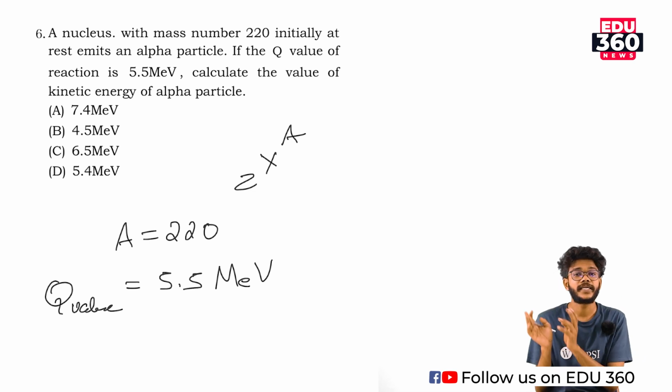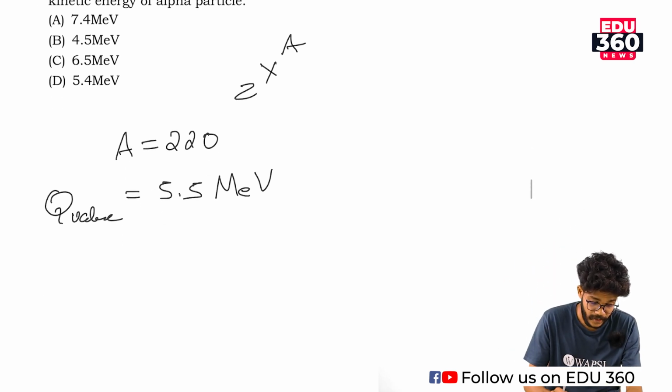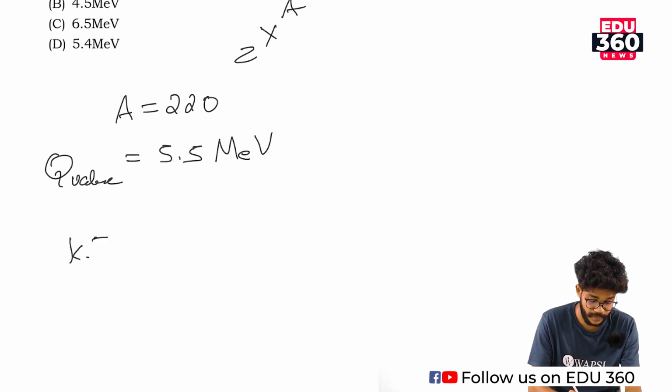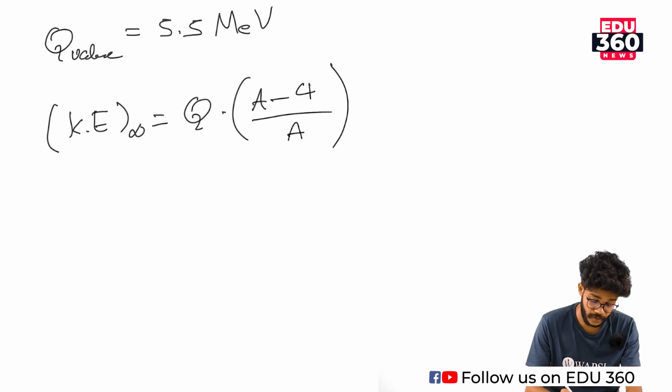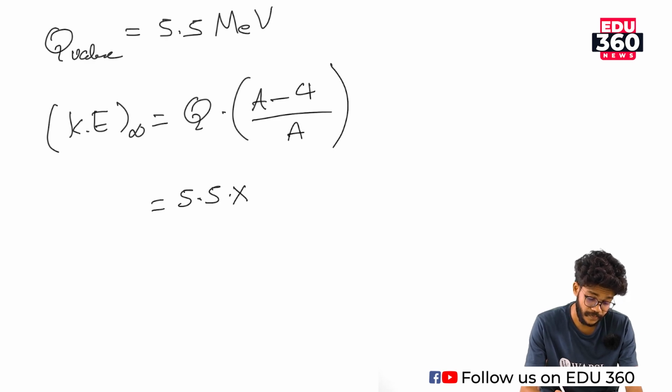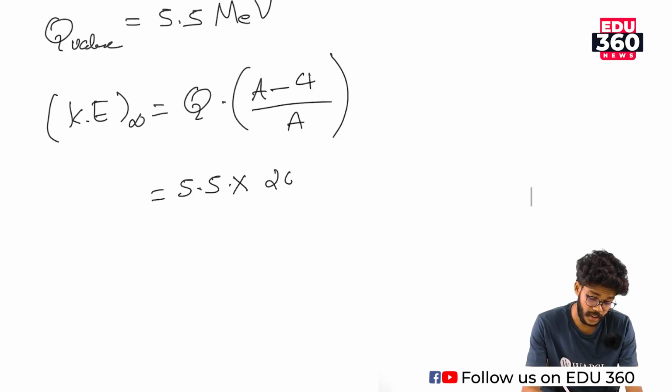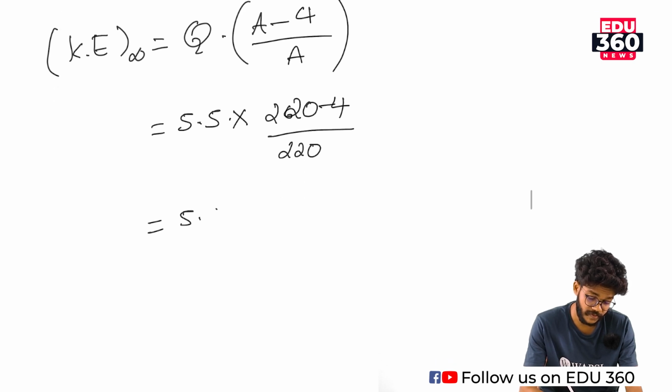So we want an equation which connects kinetic energy, Q value and mass number. So I will write that equation: kinetic energy of alpha particle is nothing but Q into (A minus 4) by A. What is Q in here? The Q is 5.5 mega electron volt, which is multiplied by (220 minus 4) by 220, which is equal to 5.5 into 216 by 220.